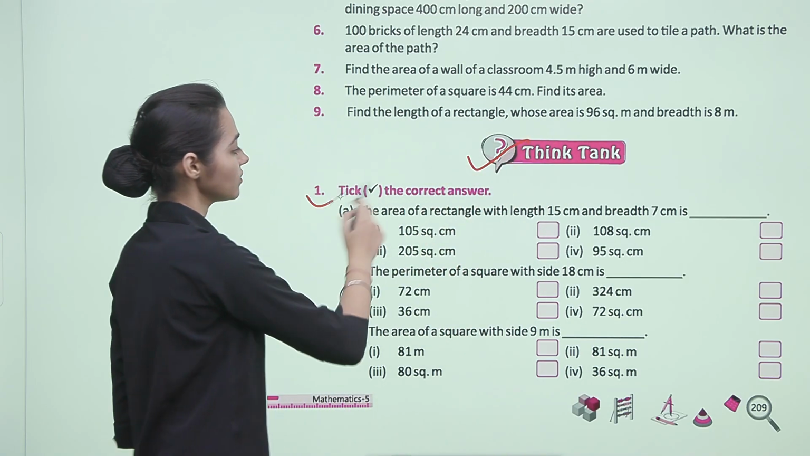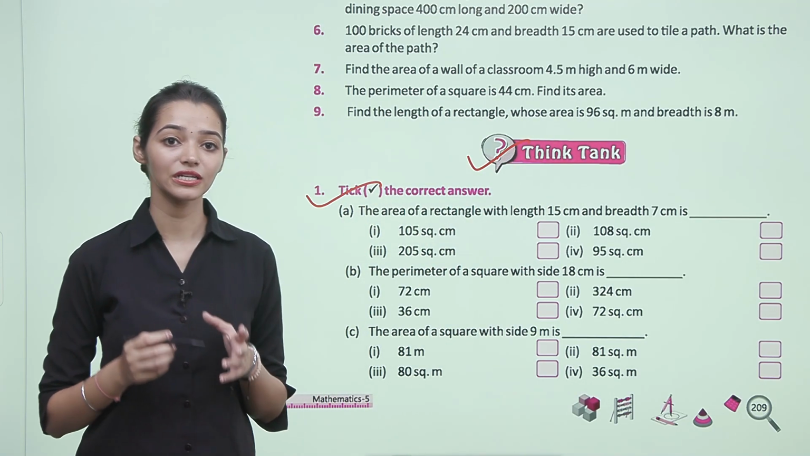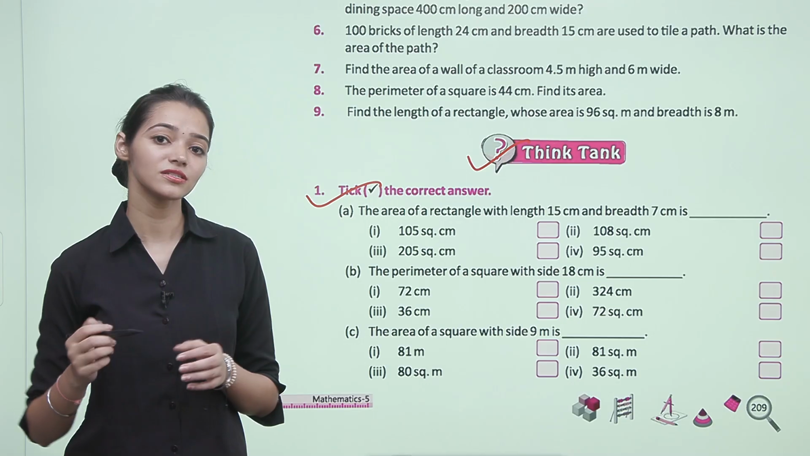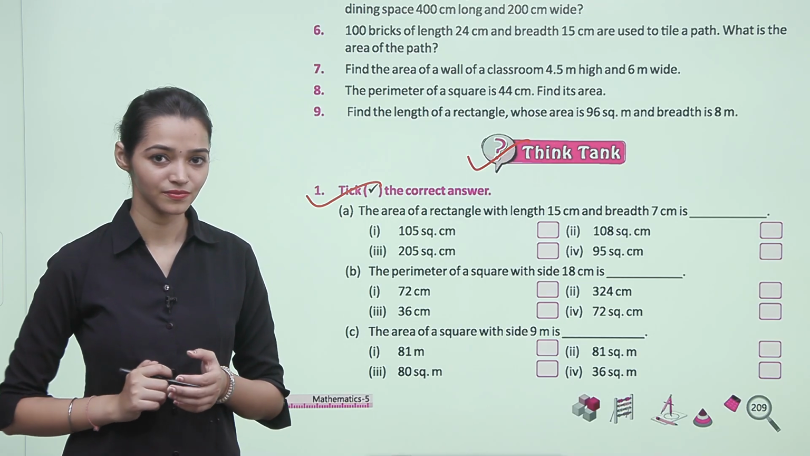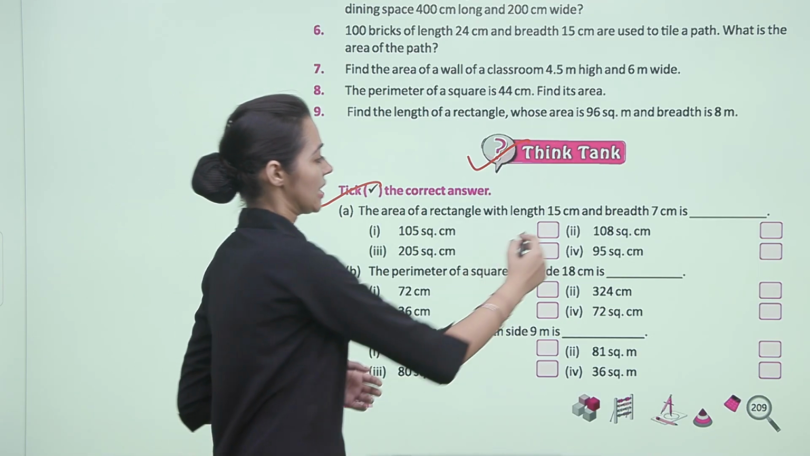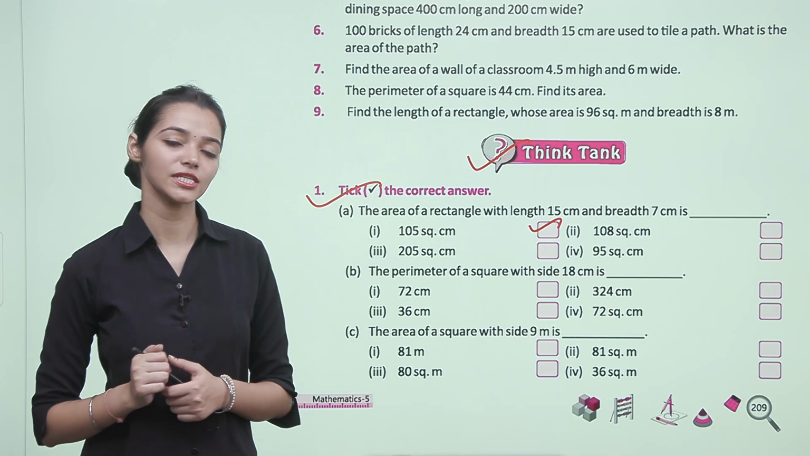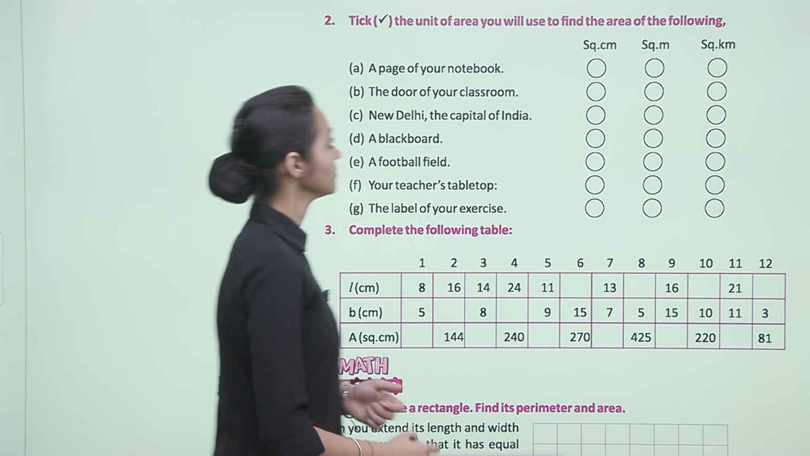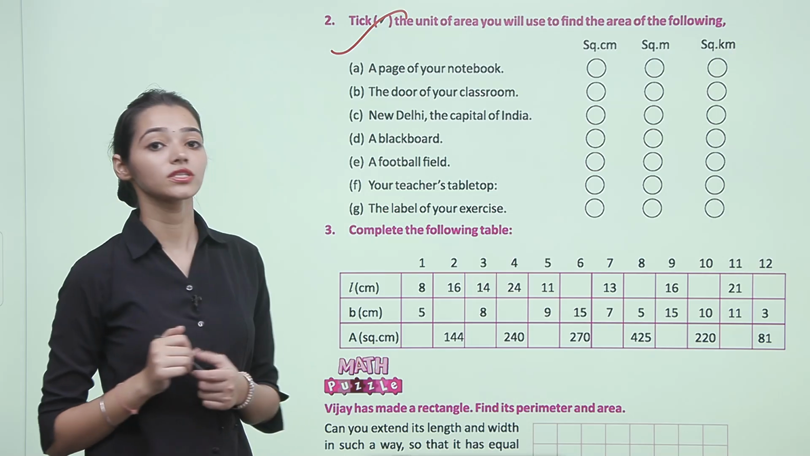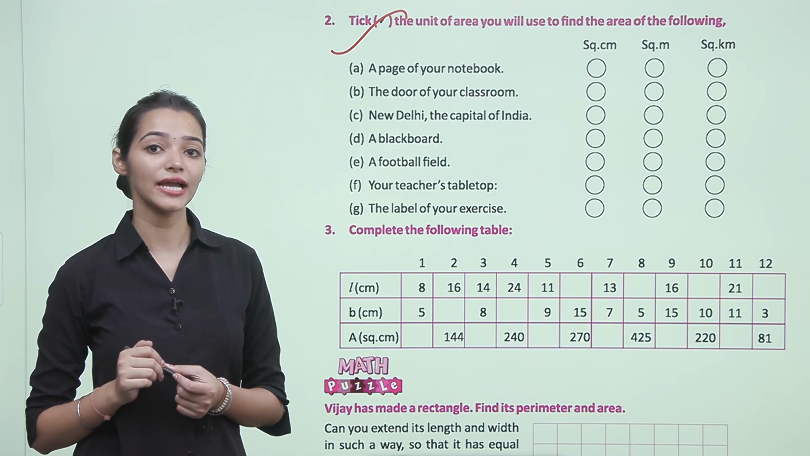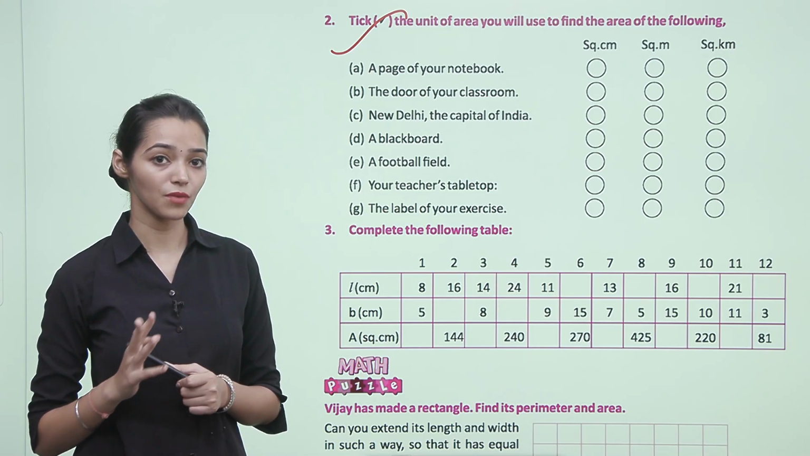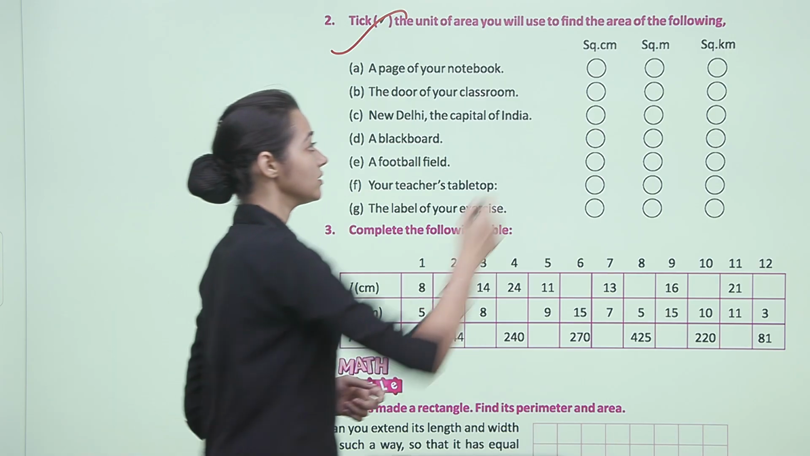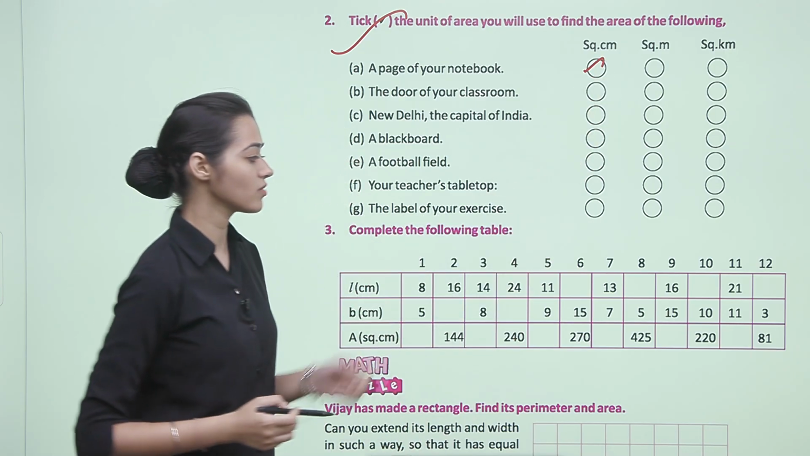Let's start with think tank. In the first one, the area of a rectangle with length 15 and breadth 7 centimeter is 105 square centimeter. That's how you can complete the remaining part. The next one, we have to take the unit of area you will use to find the area of the following: a page of your notebook in square centimeter. That's how you have to complete it.